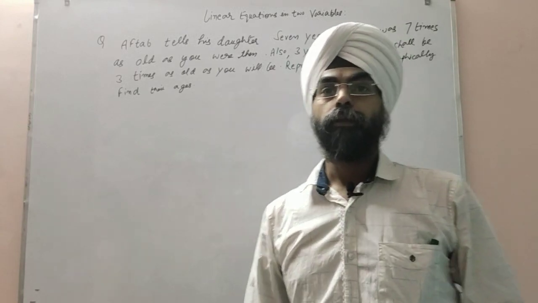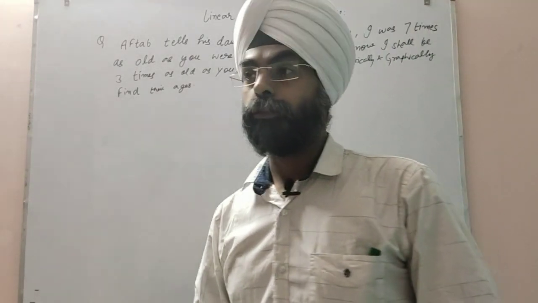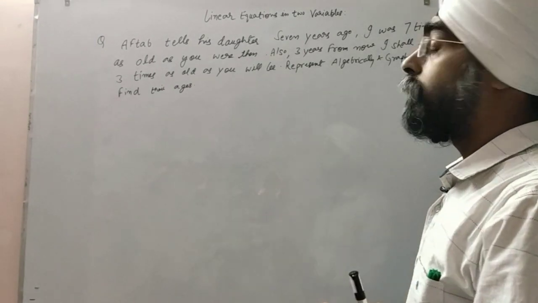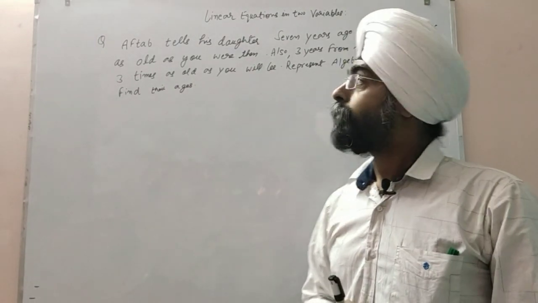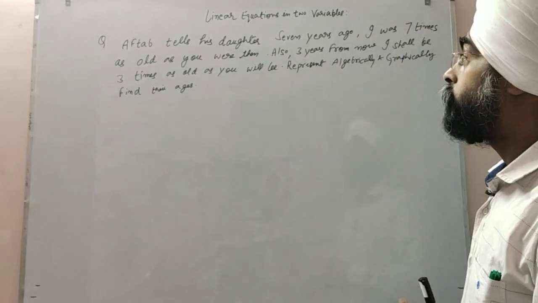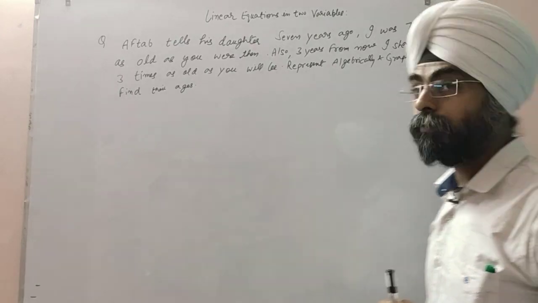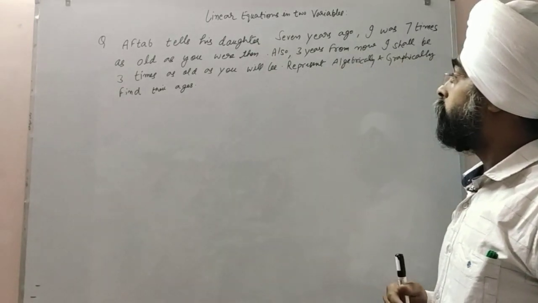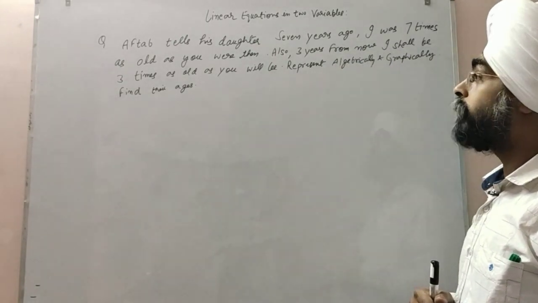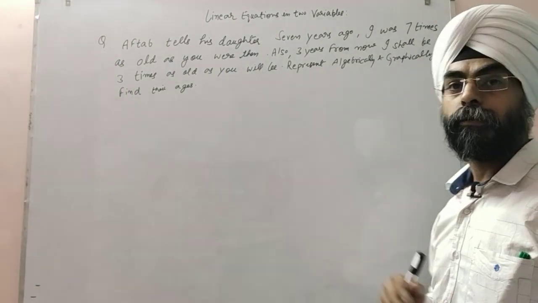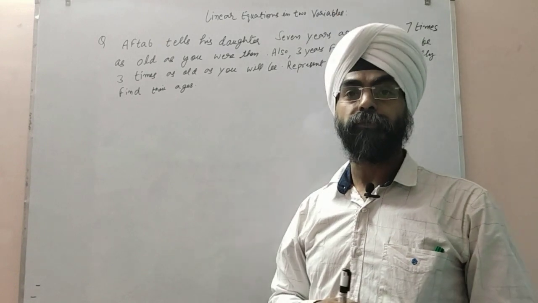Hello students, today there is a question called the statement question, class 10th. It is the question for the age factor. The question is that Aftab tells his daughter, 7 years ago I was 7 times as old as you were then, and also 3 years from now I shall be 3 times as old as you will be. Represent this question algebraically as well as graphically.